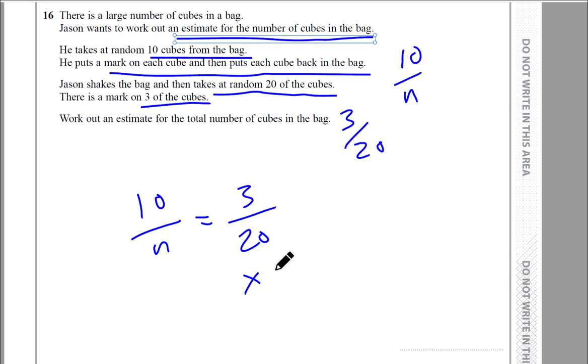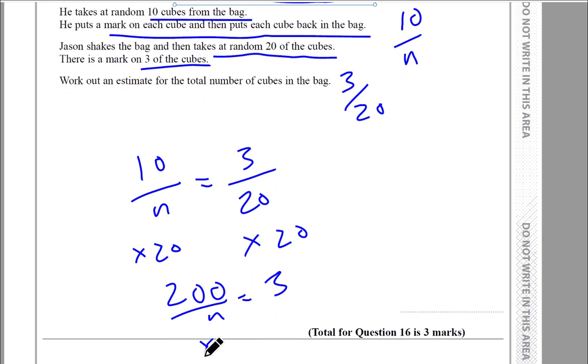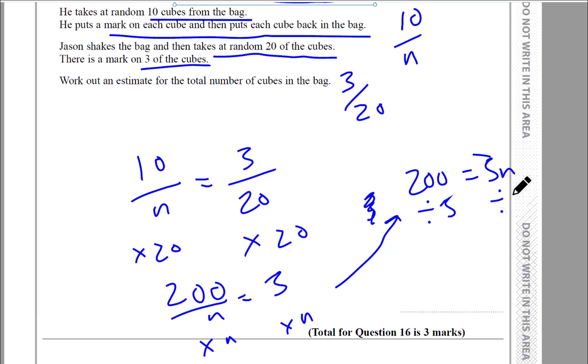So let's times by 20, times by 20. So we get 200 over n equals 3. Now we need to times out by n on both sides, because we want n on the top. So we get 200 equals 3n. So we're going to divide by 3, divide by 3.